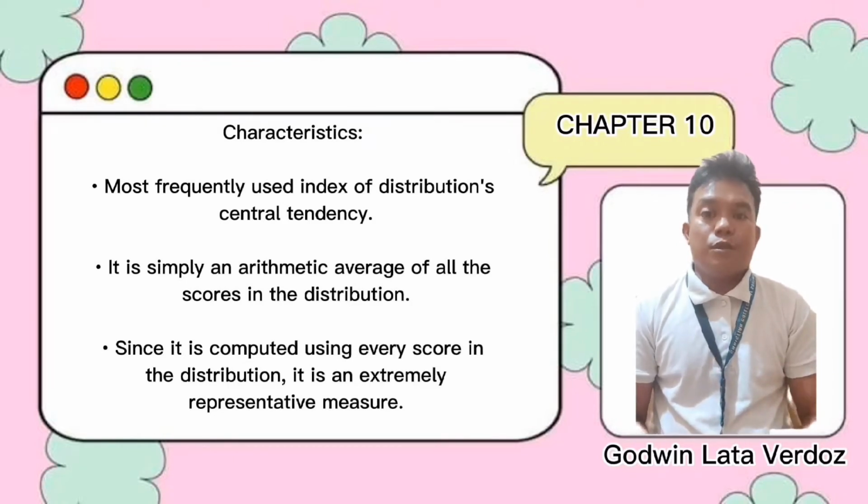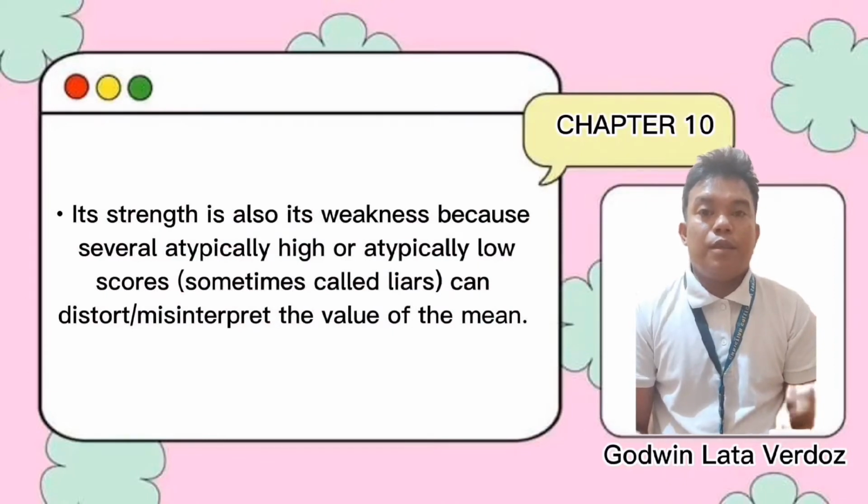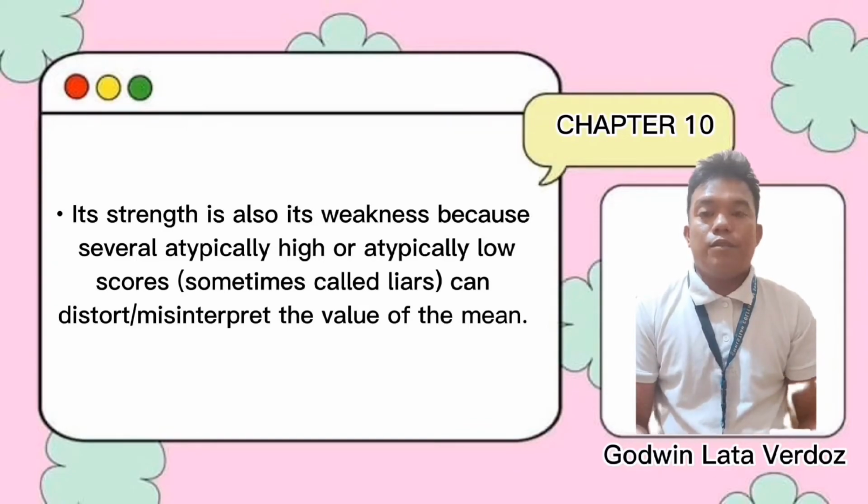If your score is higher than average, rest assured that your score is in a safe zone. But if the highest score failed to pass the exam, probably all students who took the exam might be required to take a remedial class. Each strength is also its weakness, because several atypically high or atypically low scores, sometimes called outliers, can distort or misinterpret the value of the mean.